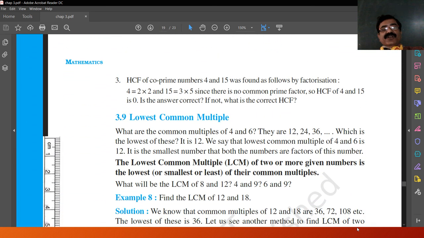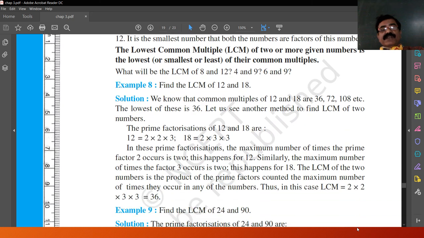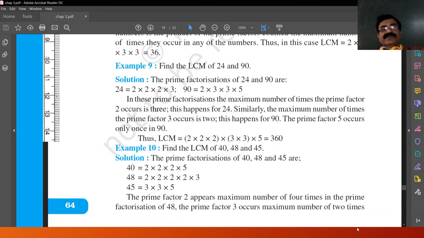Next is the lowest common multiple, LCM. The LCM of two or more given numbers is the lowest, smallest or least of their common multiples. We know the multiples, after that we find the common multiples, and the minimum, the lowest value, is known as the lowest common multiple. So you can find the LCM also.